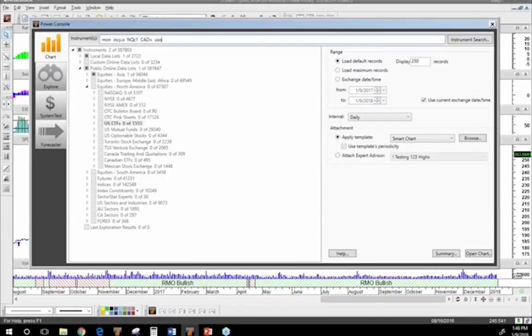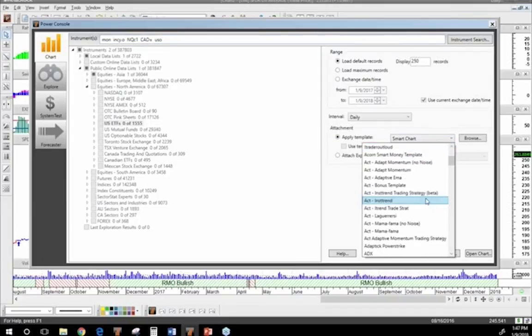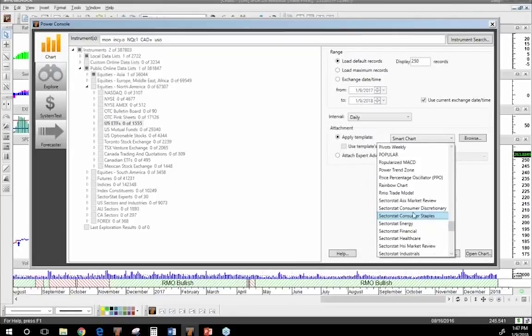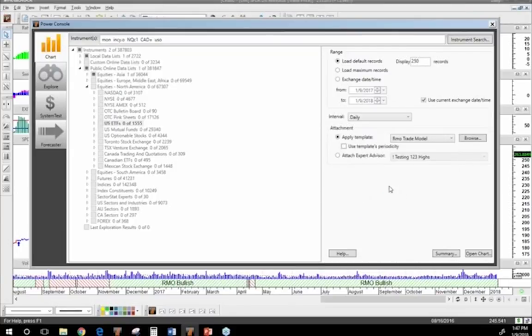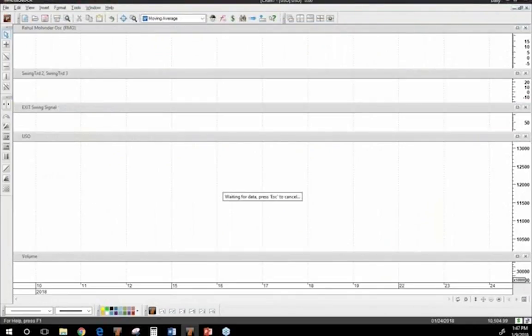Okay. Now I want to open these up with a very specific template. That would be the RMO template. So right here where it says apply template, I'm going to change this from smart chart. And I'm going to find the RMO trade model on my list, which is right here. Okay. So for those of you that said you had MetaStock earlier, this is the template that you're going to apply to it. I'm going to click on open chart, and we'll see it's going to grab those charts for me.